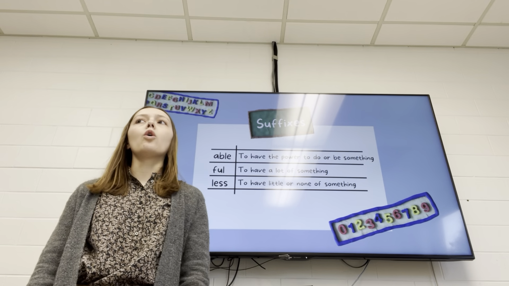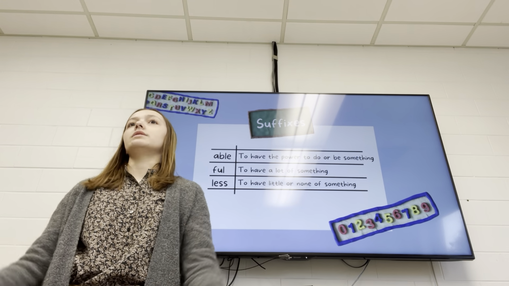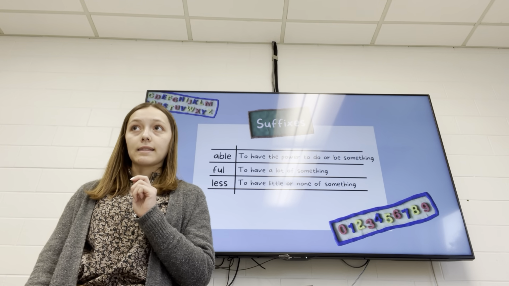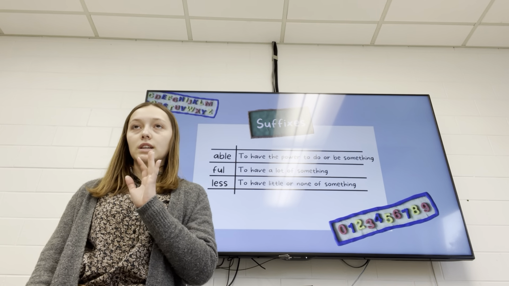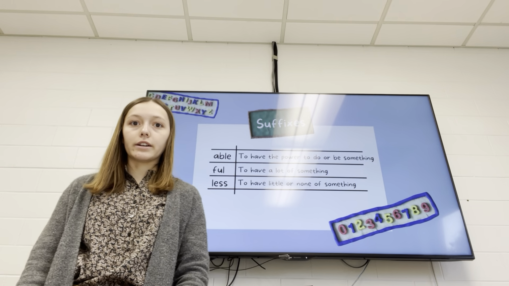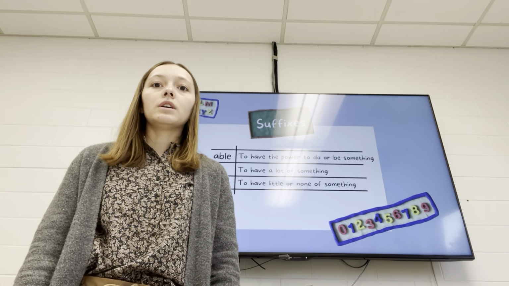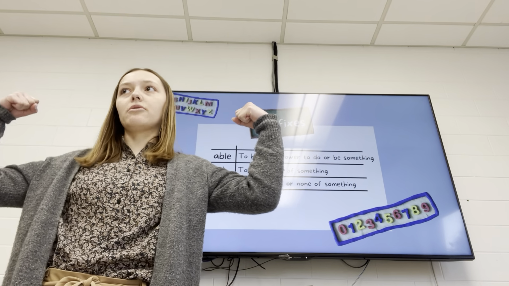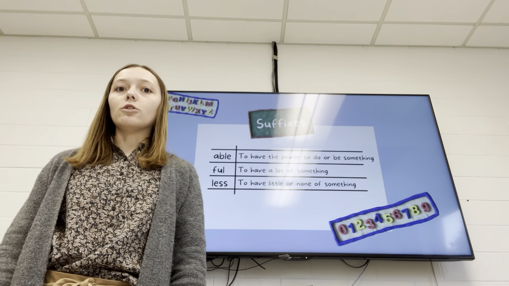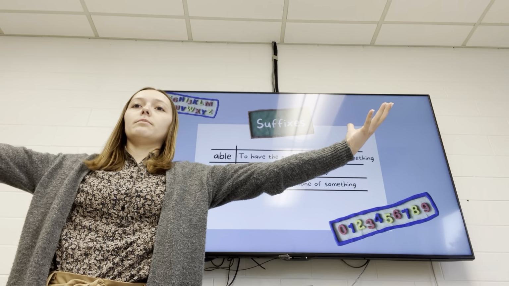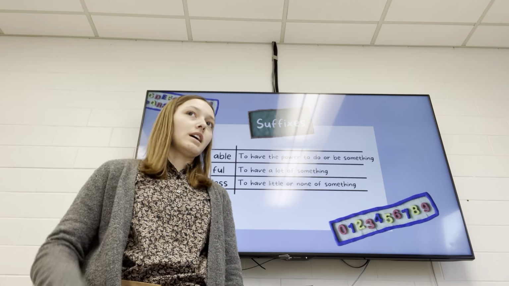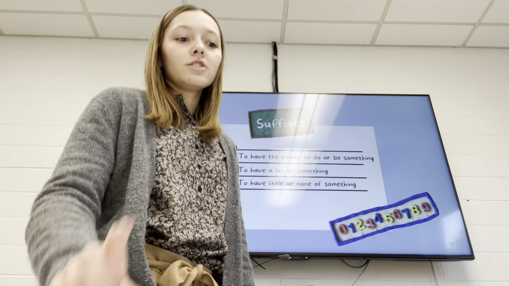So there are a whole bunch of suffixes, like hundreds of them, but we're going to only be looking at 3 of them today that I think will be the most common for you to be reading as second graders. So the first one is able, and able means to have the power to do or be something. So you have the power to do something. And then full is to have a lot of something, and then less is to have a really little bit of something or none of it at all. So keep those definitions in mind as we move forward.